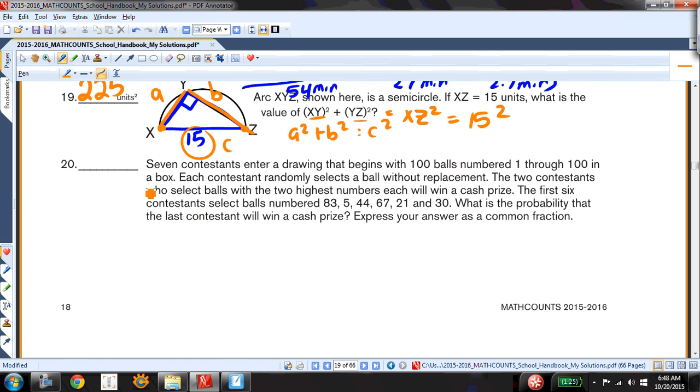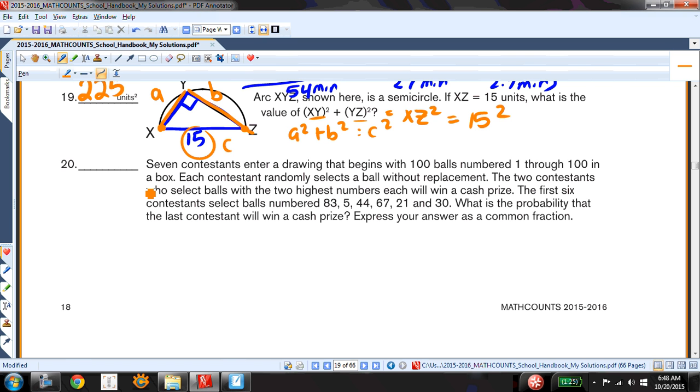7 contestants enter a drawing that begins with 100 balls numbered 1 through 100 in a box. Each contestant randomly selects a ball without replacement. The 2 contestants who select balls with the 2 highest numbers will each win a cash prize. The first contestants' ball numbers are shown. What is the probability that the last contestant will win a cash prize?